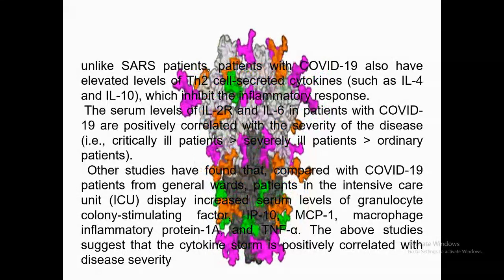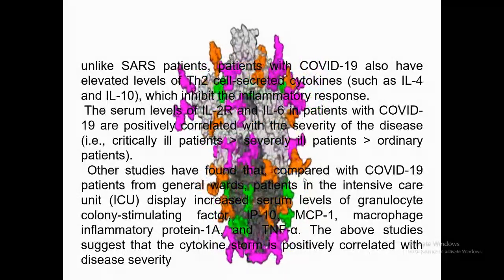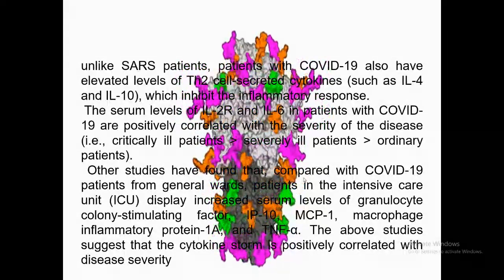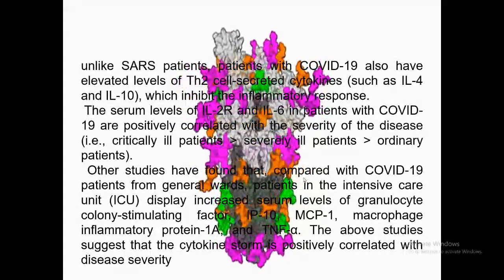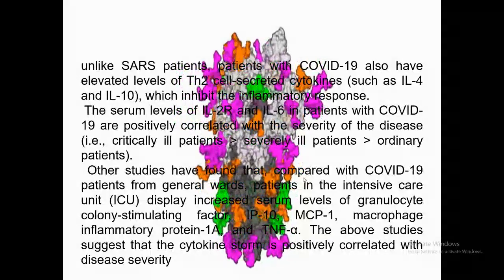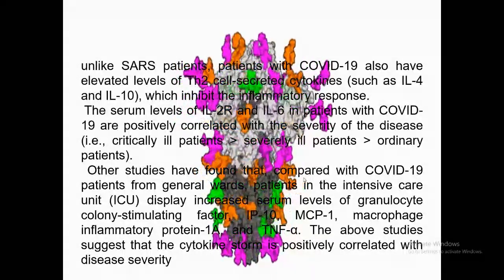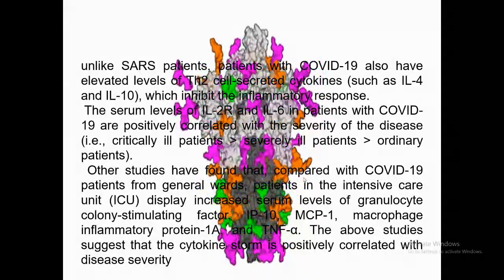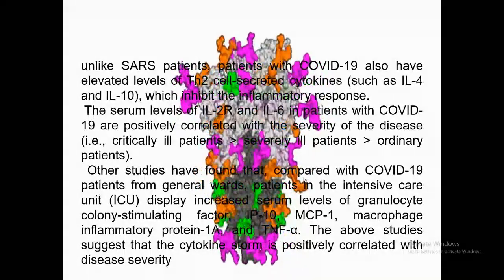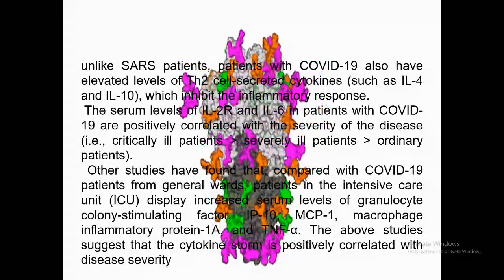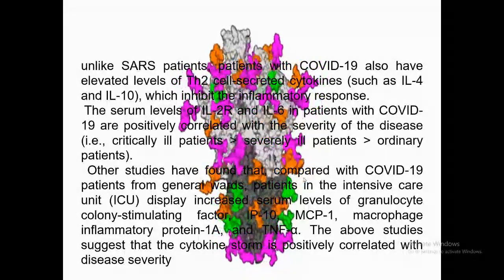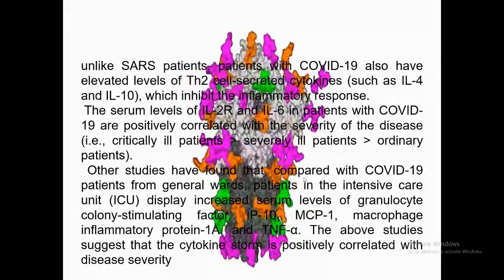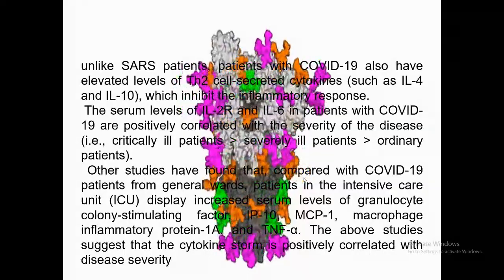Another study compared COVID-19 patients from the general ward and intensive care, and found that the levels of granulocyte colony stimulating factor, macrophage inflammatory protein 1A, tumor necrosis factor, and other factors are much increased in severely affected ICU patients than in stable patients. So it is highly correlated with disease severity.